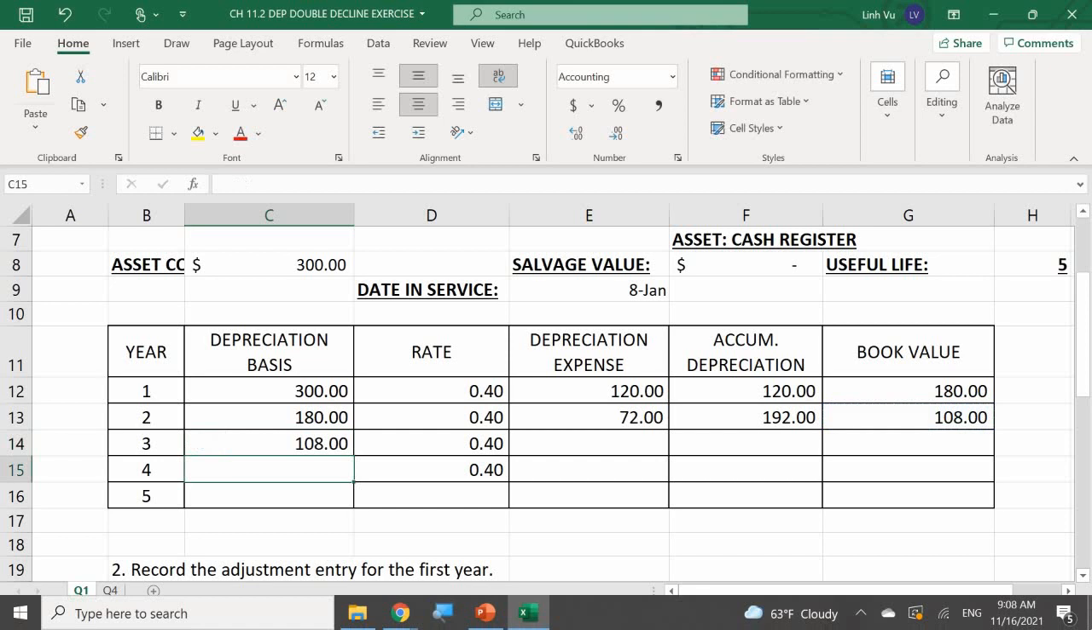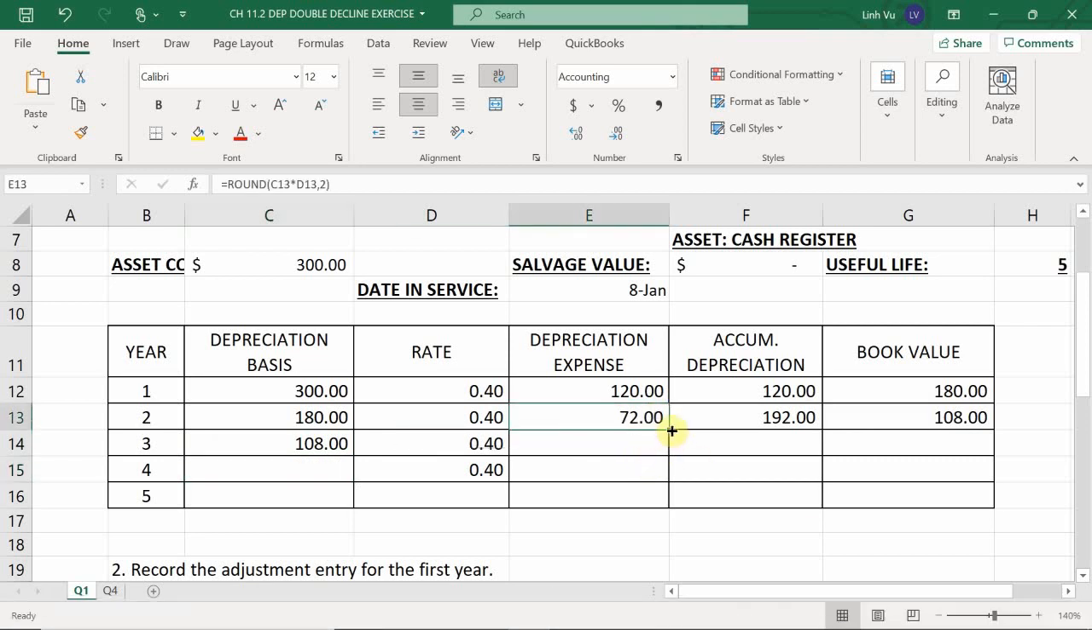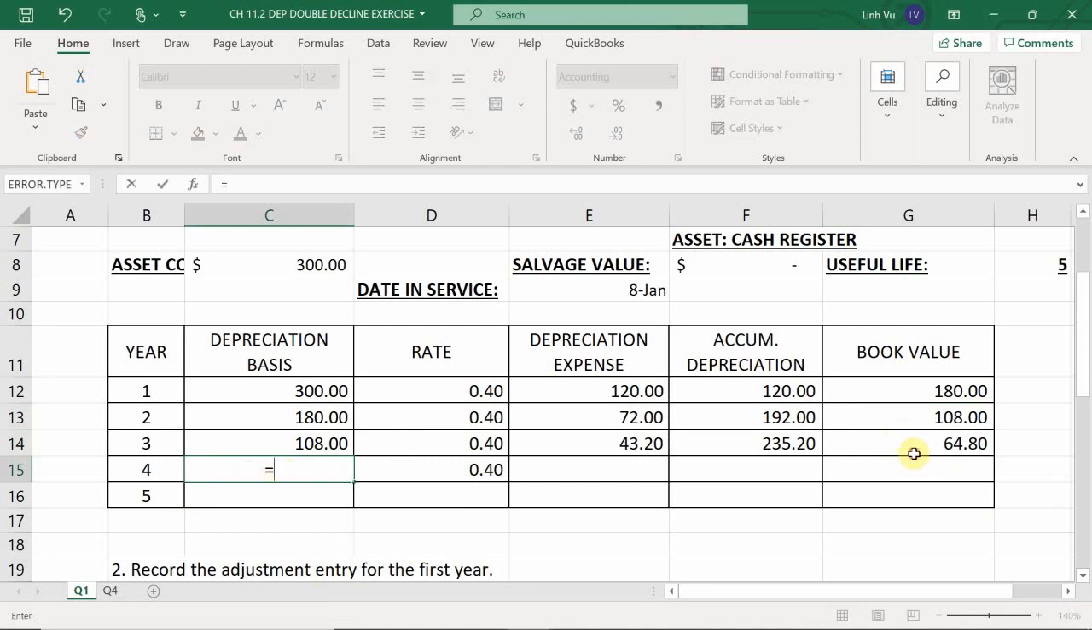Okay, so let's keep solving. So 108 times 40%. What is that going to be? $43.20. Good. So then that brings your accumulated depreciation to 235.20. So then your book value at the end of year 3 is going to be 64.80, which then becomes your depreciation basis for year 4.